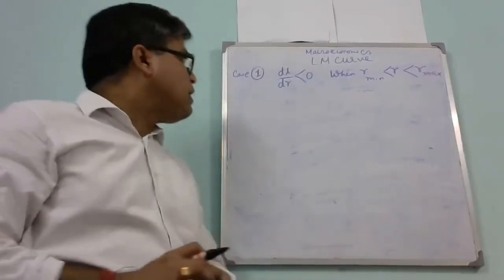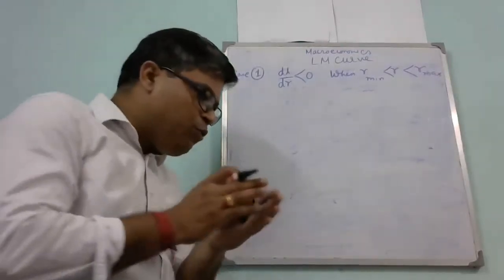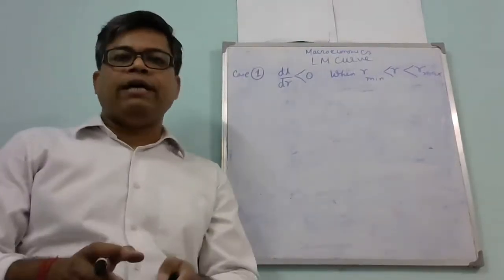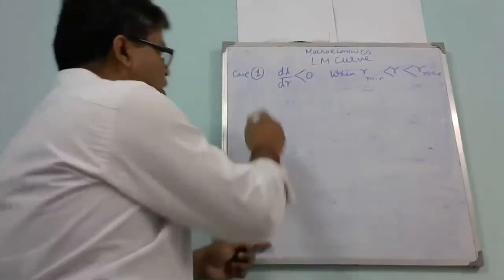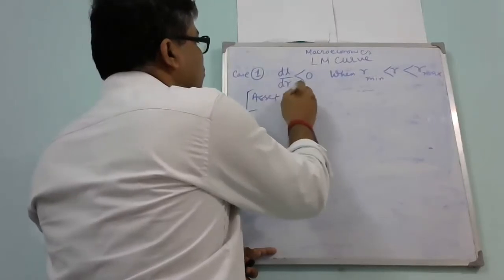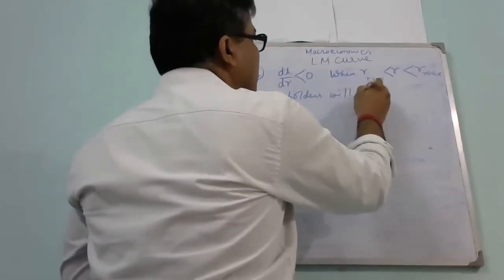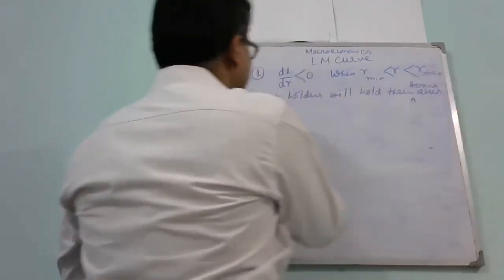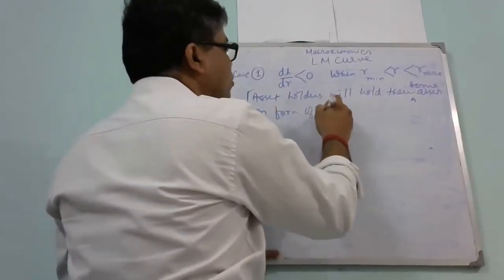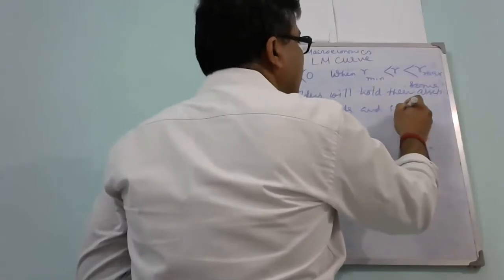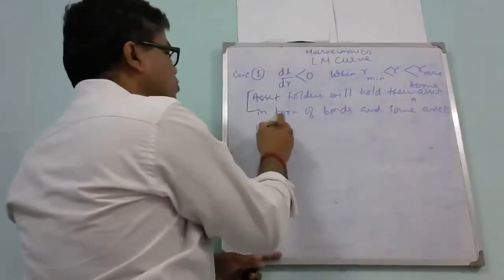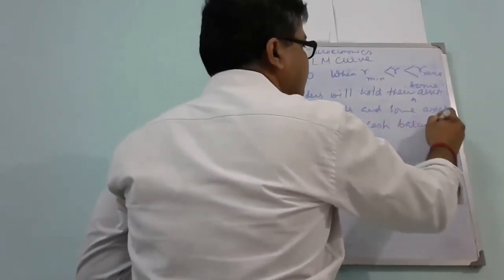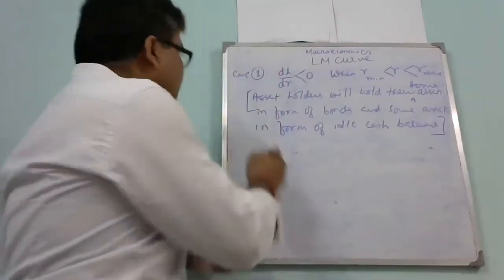So what happens in this case? The asset holders will hold some of their assets in the form of bonds and some assets in the form of idle cash balance. This is okay. Now case 2.